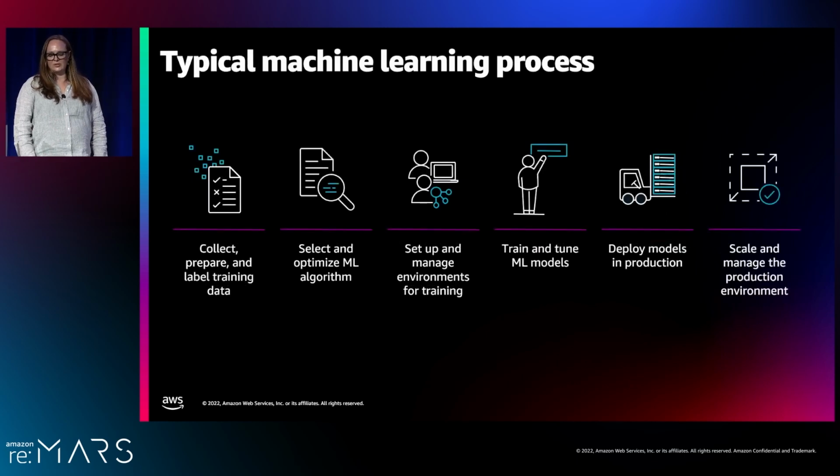Let's review the typical machine learning process. First, we'll collect, prepare, and label the data. Next, we select and optimize the machine learning algorithm, and then we set up and manage the environments for training. Finally, we'll train and tune the model. This stage helps machine learning scientists identify specific gaps in model performance, which often leads to iteration on the previous steps, rounding out the training data set, and tuning the model specifically to improve the accuracy of the machine learning predictions. Then the model has been tuned and is performant, we'll deploy to production.